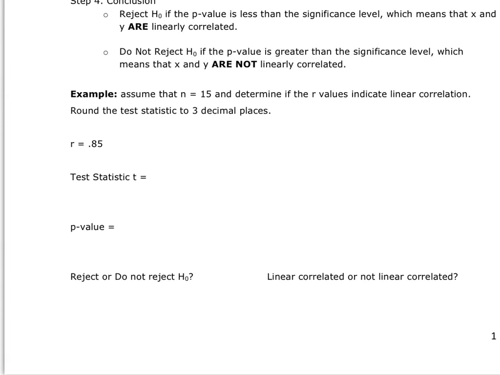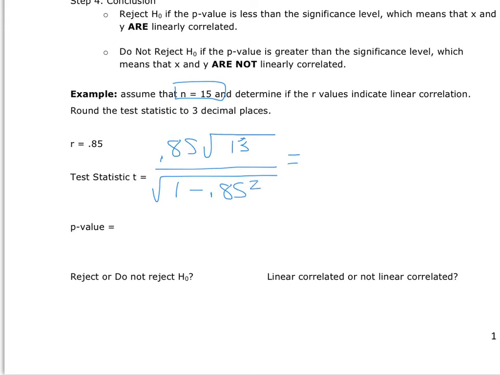Let's say we've got an R value of 0.85, and we're assuming that we've got a sample size of 15 here. If we calculate the test statistic, I'm going to take that 0.85, multiply it by the square root of 15 minus 2, so the square root of 13. And then divide that by the square root of 1 minus 0.85 squared. And that gives us a t-value, a test statistic, of 5.818 if we round to 3 decimal places.